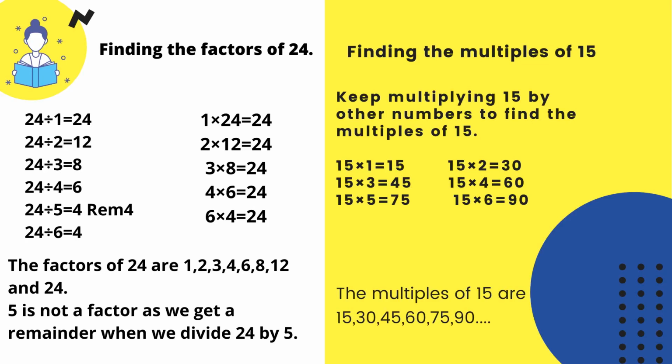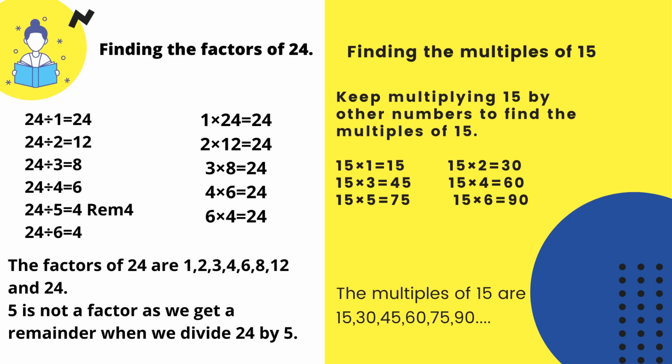How to find the factors of a number? To find all the factors of a number, start dividing the number by 1 and then 2, 3, 4 and so on, until you get a quotient that you have already used as a divisor. Look at the example provided.